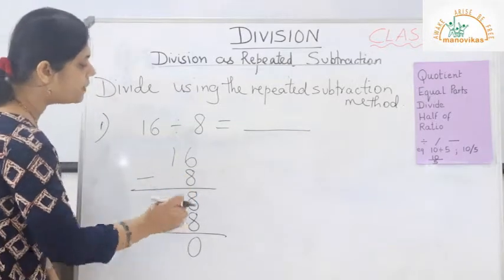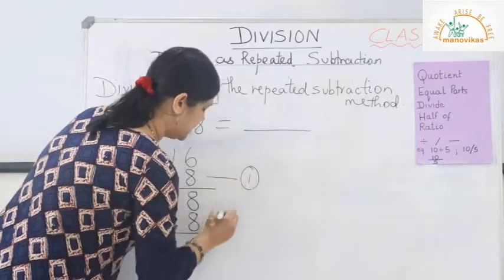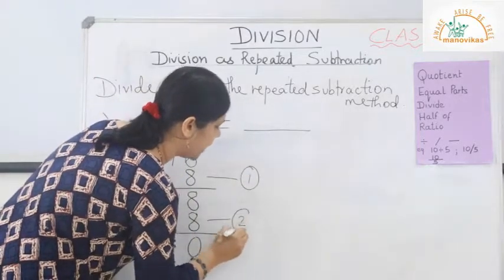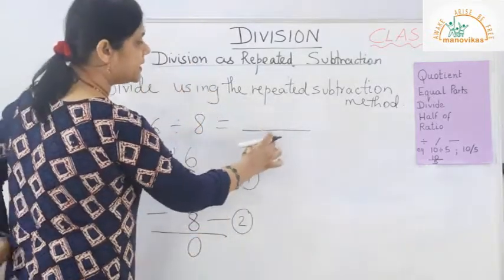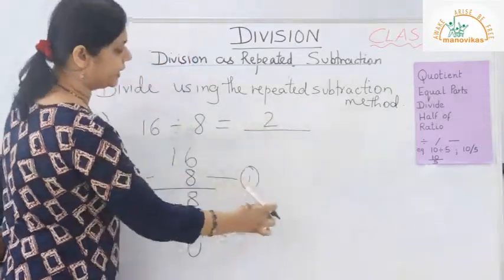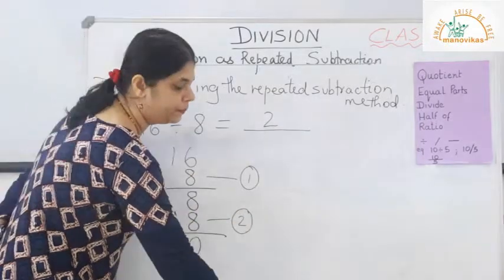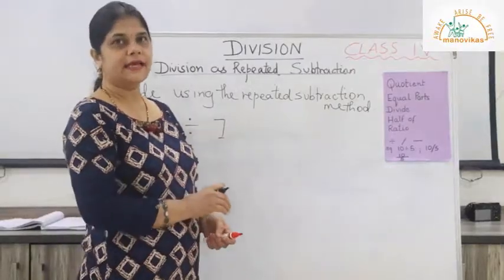And how many times have you subtracted 8? This is one time and this is the second time. So, what will you write as an answer here? You will write 2 because you have subtracted 8 2 times. Understood? Look at the next example.